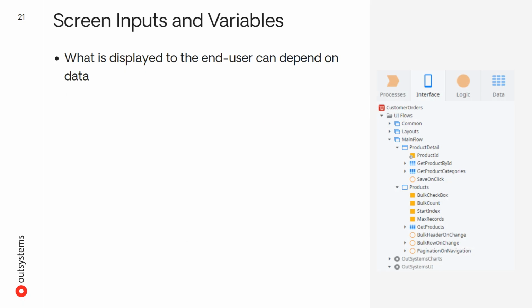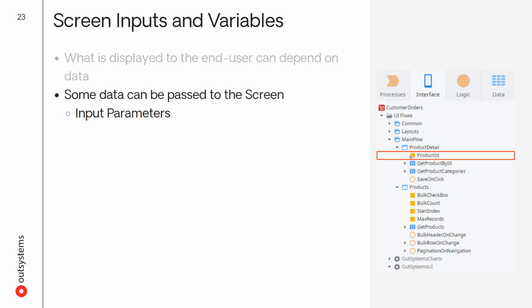As we mentioned earlier, end users navigate between screens. And in some situations, you need to pass information between these screens. The data passed around will eventually influence what is displayed to the end user on a particular screen. For instance, in order to navigate from the list of products to the details of a specific product, we need to be able to uniquely identify the product whose details we want to see. This kind of information can be passed between screens via input parameters.